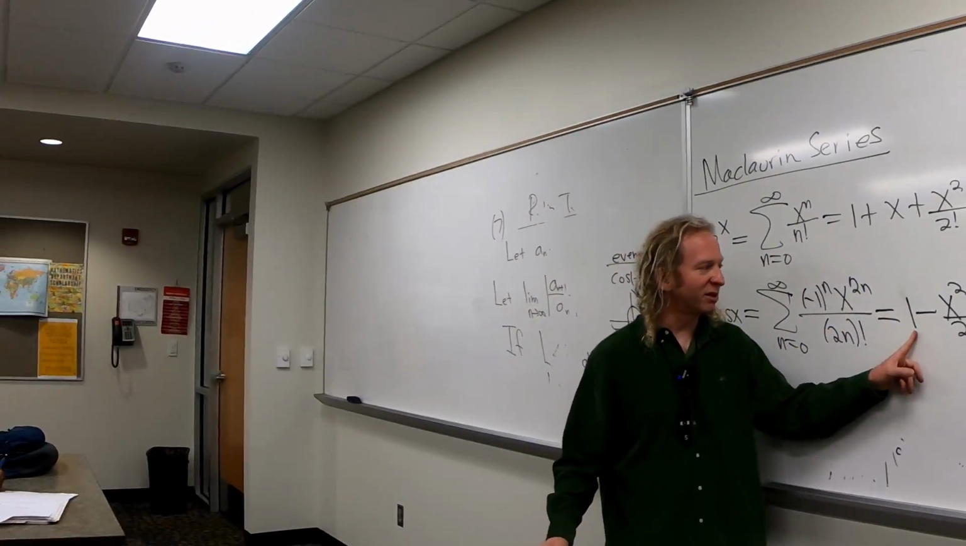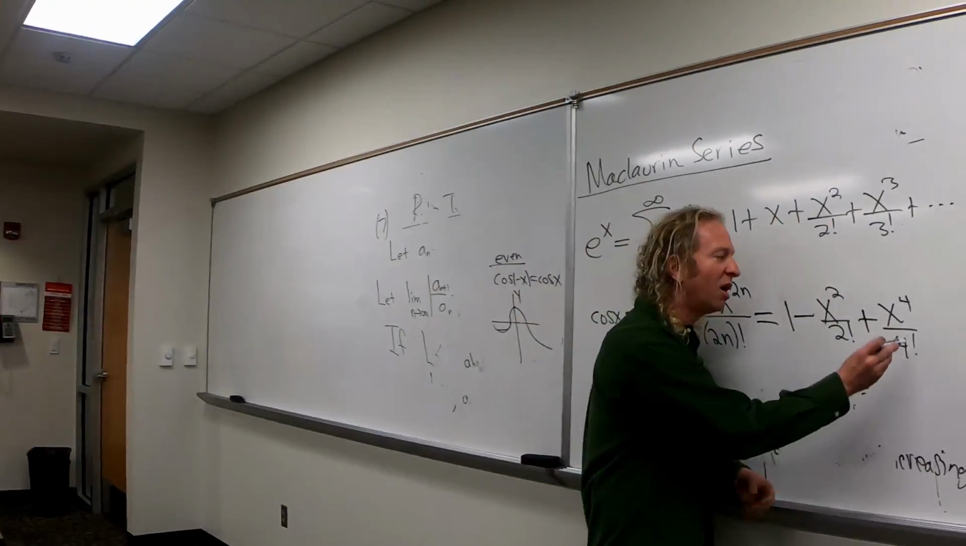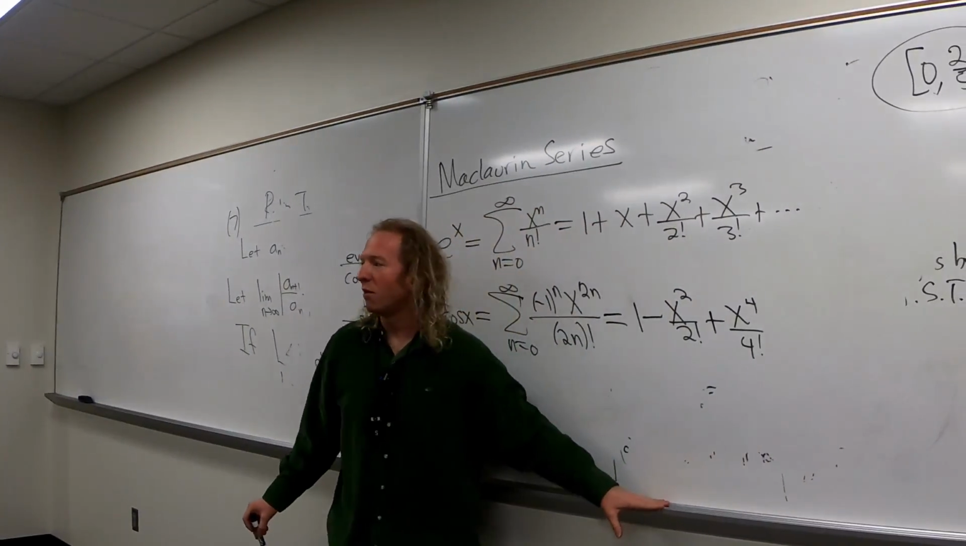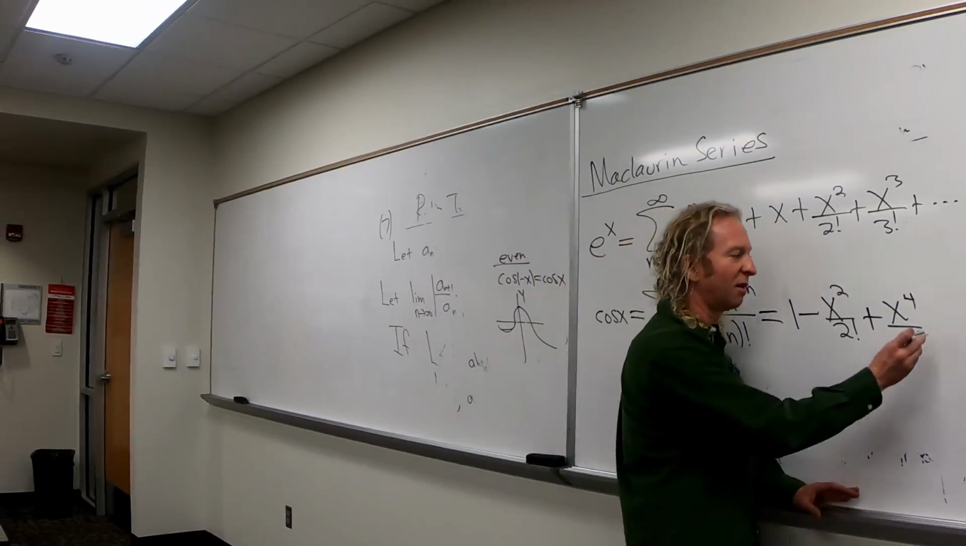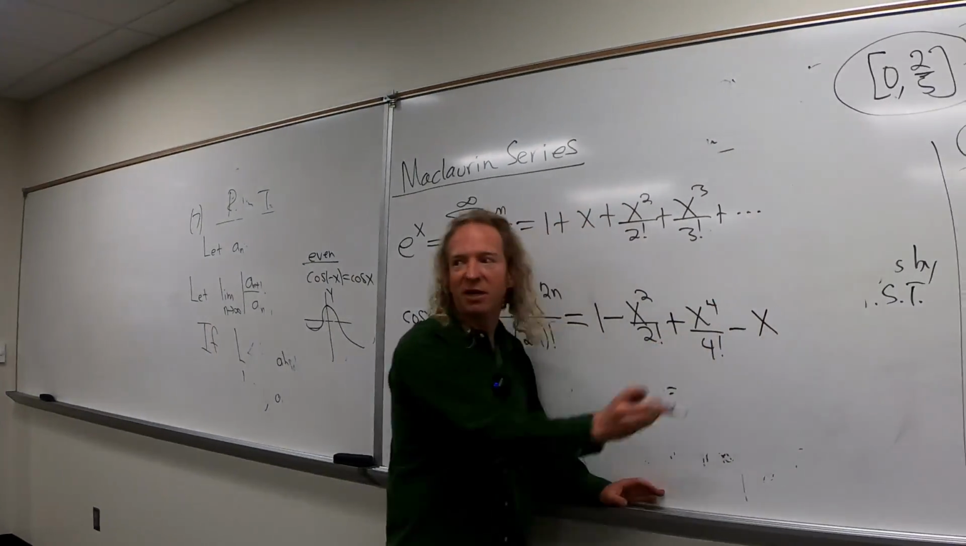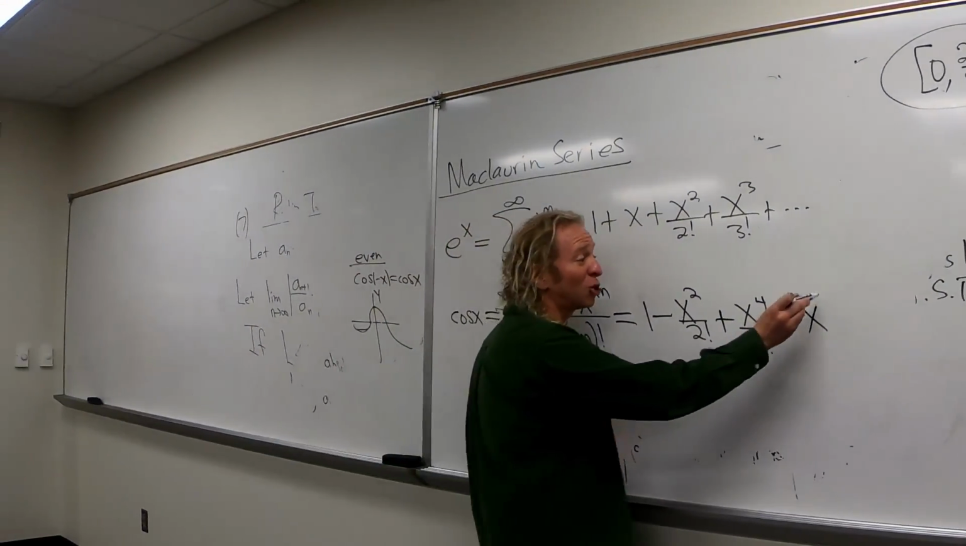So it's x to the 0. So 0, 2, 4, one more. So just to make sure you got it, what would the next one be, minus or would it be plus? Minus. And what would the power be in the next one? 6.